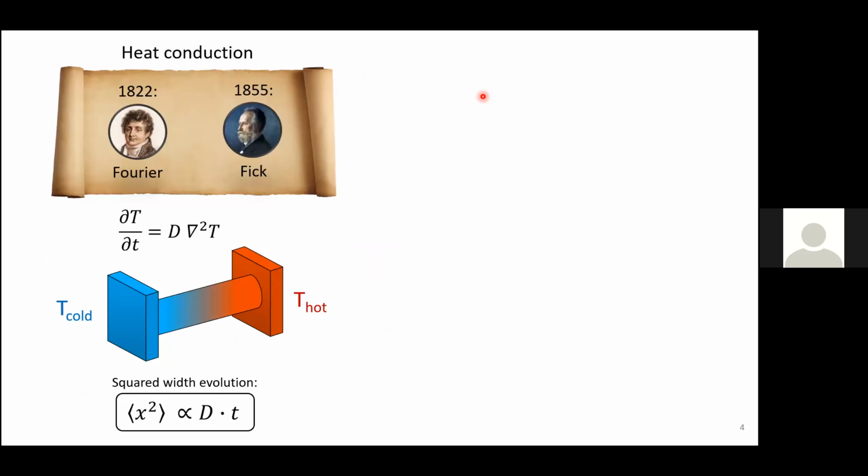And this was actually known for a while, already in the early 19th century. Fourier and Fick came up with this diffusion law, where the temperature changes with the gradient squared of the temperature. So you have a hot and a cold thing, and you get this diffusive behavior, and it's usually quantified by the mean square width going up linearly in time, and this proportionality is the diffusivity D. So this is quite microscopic.